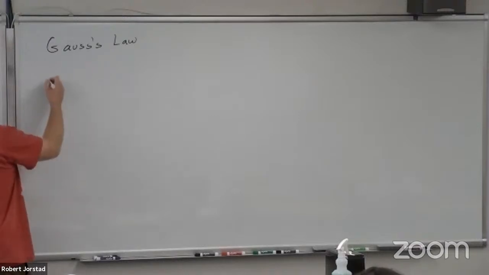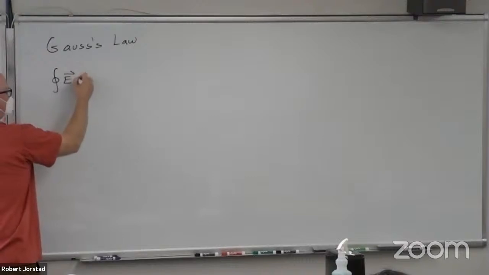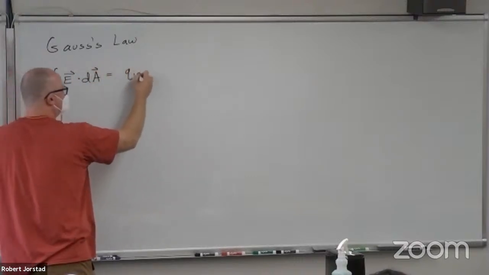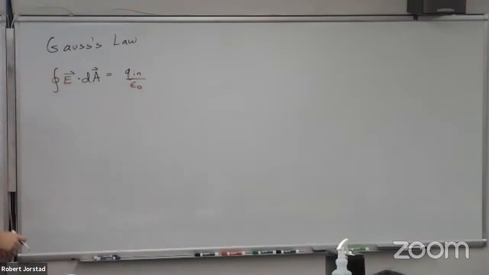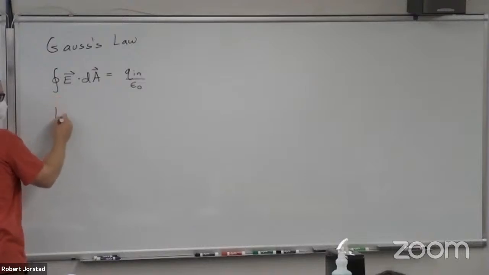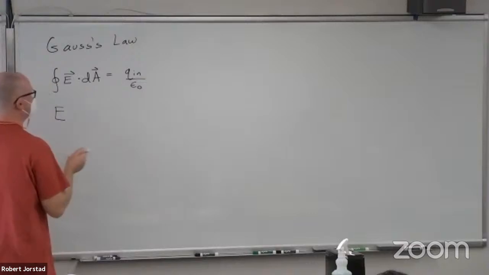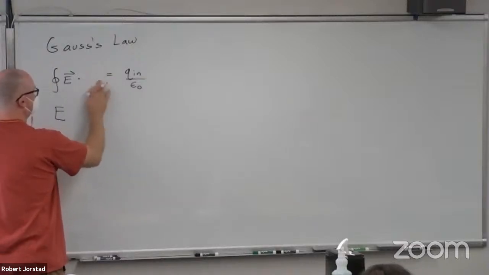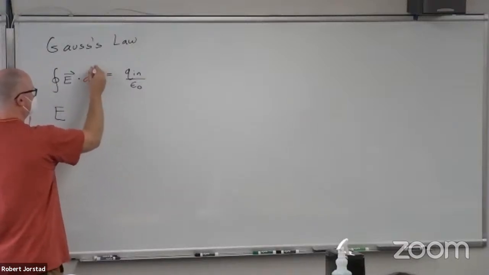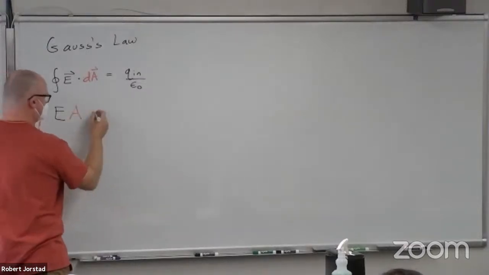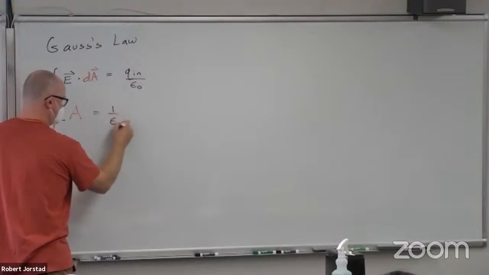Okay, Gauss's law. So Gauss's law, you probably remember, was something like that. And then in practice, didn't we almost always just change this to EA? And I'm going to color that red for a second. Was equal to 1 over epsilon naught.